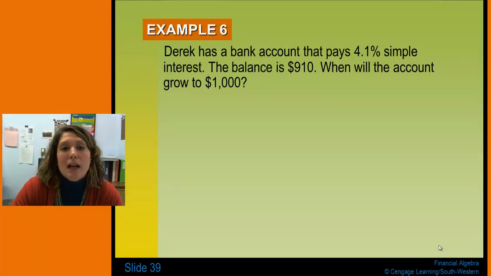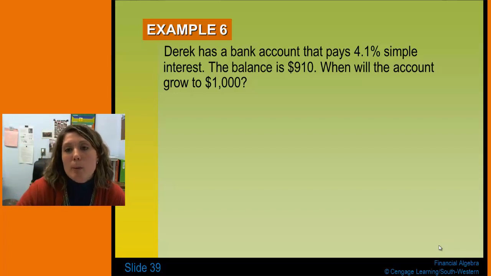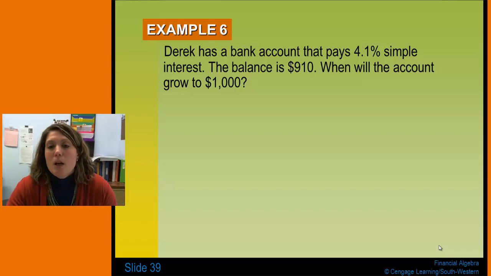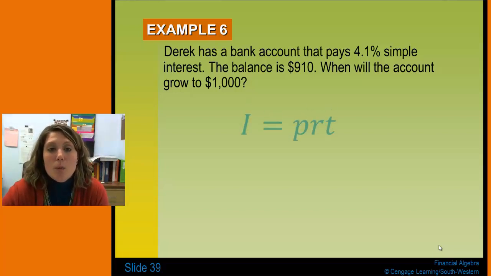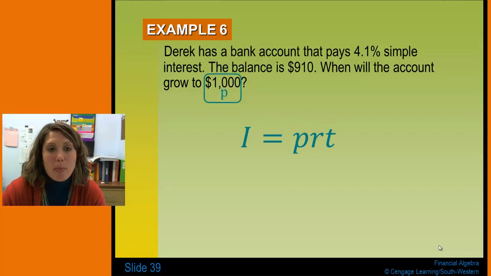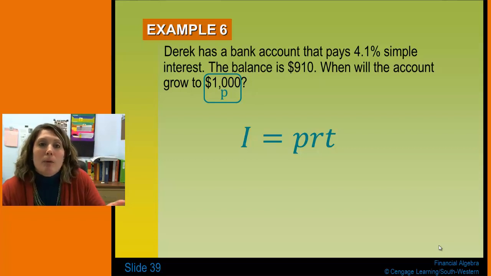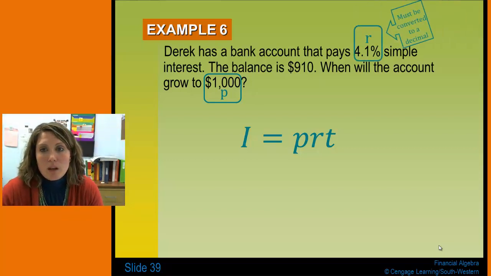Example 6. Derek has a bank account that pays 4.1% simple interest. The balance is $910. When will the account grow to $1,000? So with this, again, same formula. They tell us the principal. When will the account grow to $1,000? So what we're going to end up with in our account. The rate is 4.1%. When?